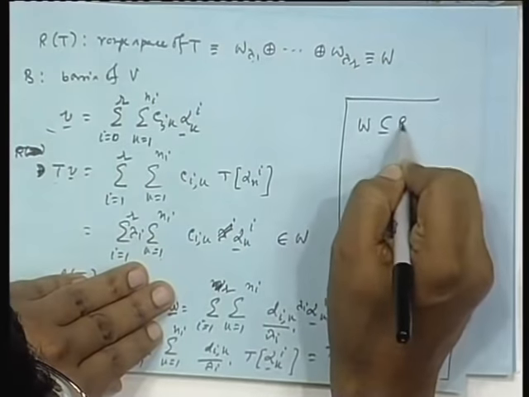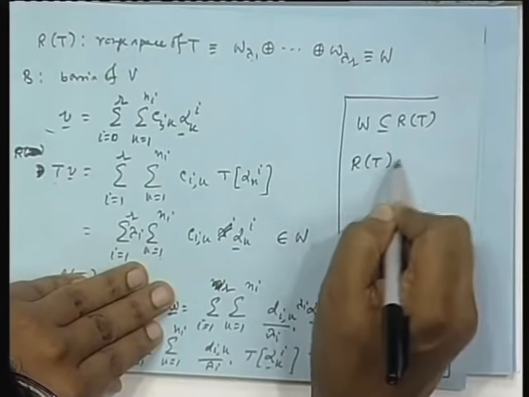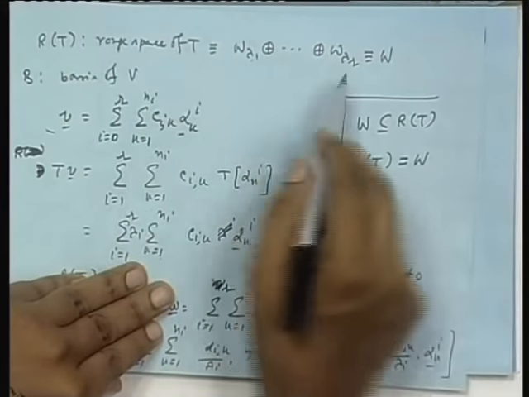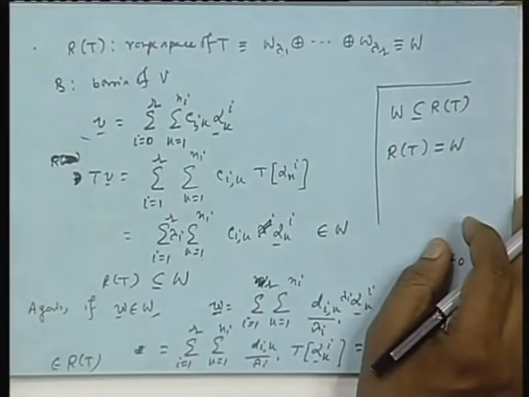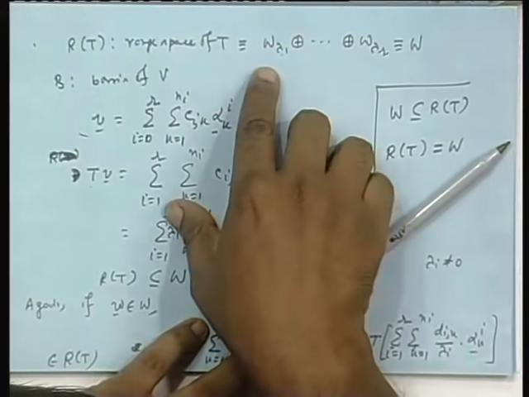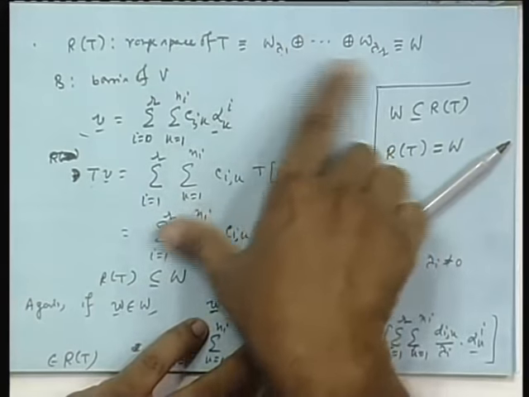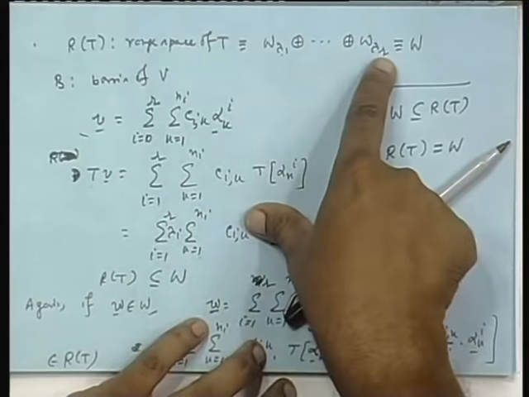W also belongs to R(T), a subset of R(T), which means R(T) is the same as this W. So, this is the range space of T. This also shows, if this is the range space, what is the dimension here? Dimension is n1 plus n2, that is, if you sum up the dimensions of the respective subspaces. Here you have got n1, here you have got n2, dot dot dot nr.